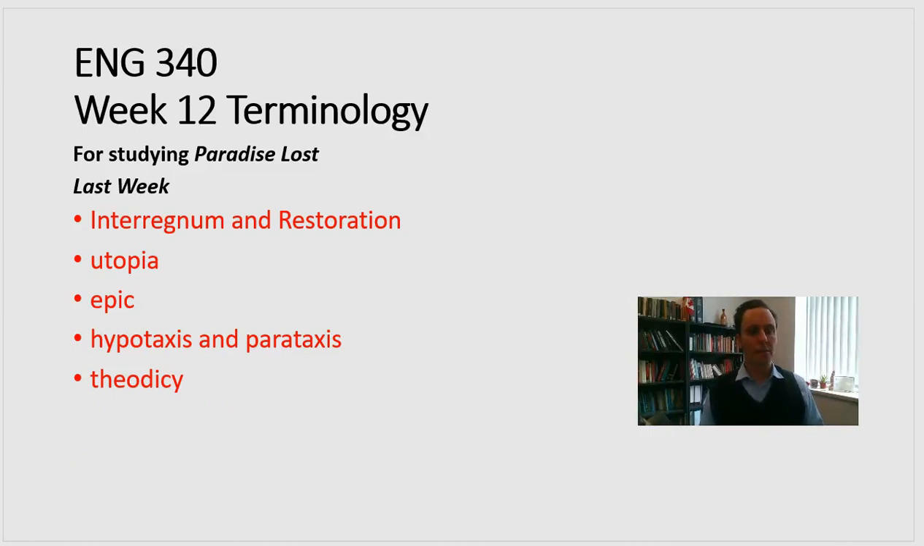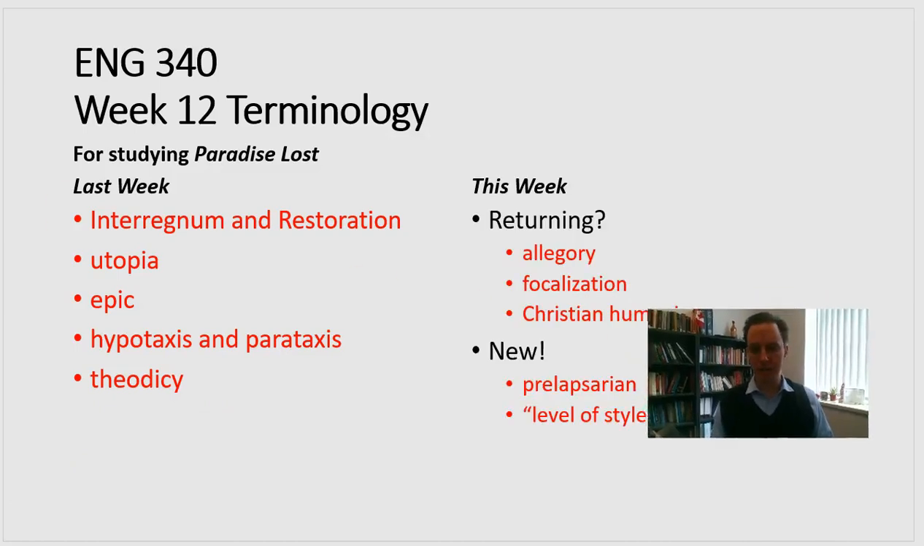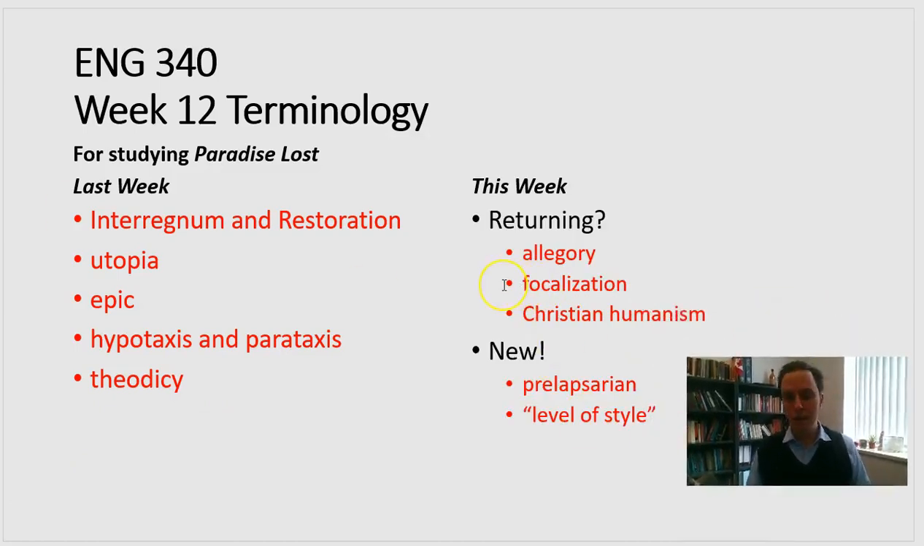So that's last week's terminology. This week's terminology, a few of these are terms that we've encountered before, but are so important and so crucial to this epic poem that we're going to revisit them. And those are allegory, focalization, and Christian humanism. And some new terms. One is prelapsarian, and the other is level of style.